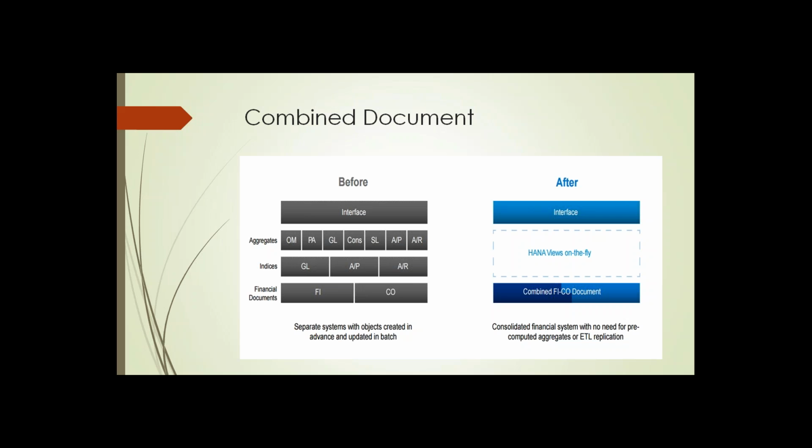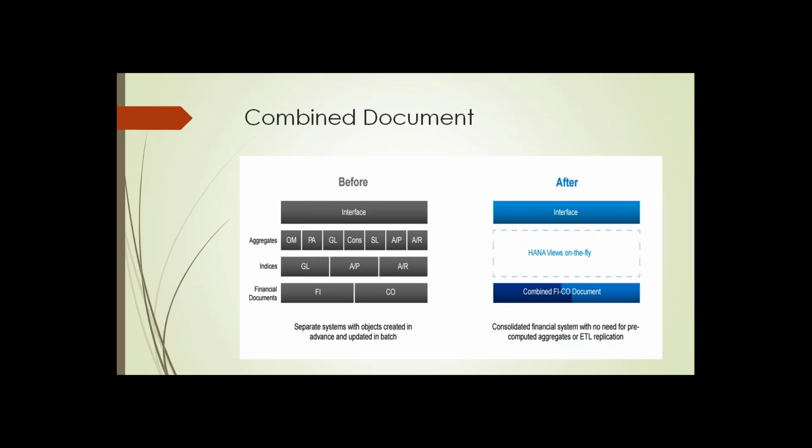So for new GL accounting, as I told, it is FAGL Flex T. Similar to that, if you are using profitability analysis, consolidation, special purpose ledger, they are also storing the data in the form of aggregates. So all these aggregates are getting stored in the form of tables.